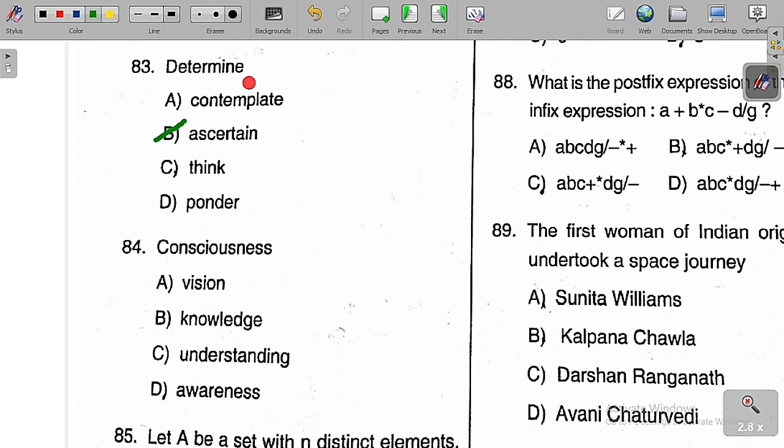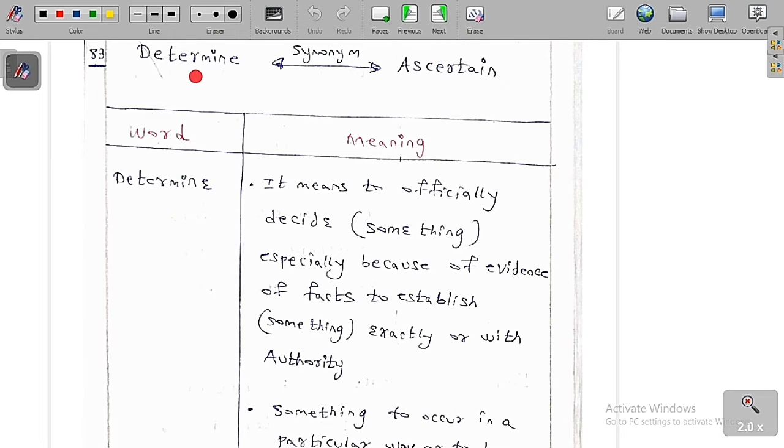Now we will discuss each and every word, and the corresponding meaning also, in a detailed manner. So clearly this is the word determine, and for determine the synonym is ascertain. Now for each and every word we are going to study the corresponding meaning also.